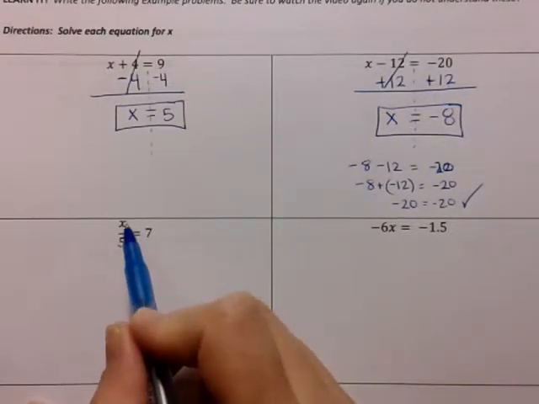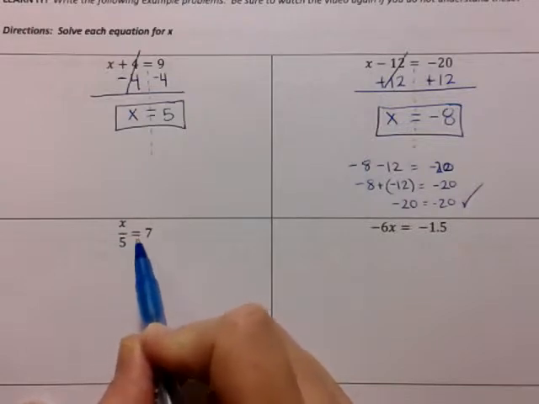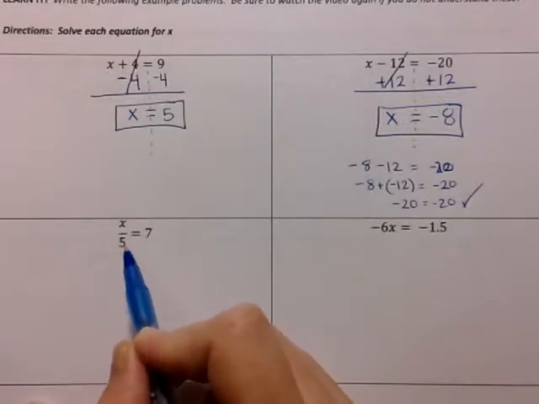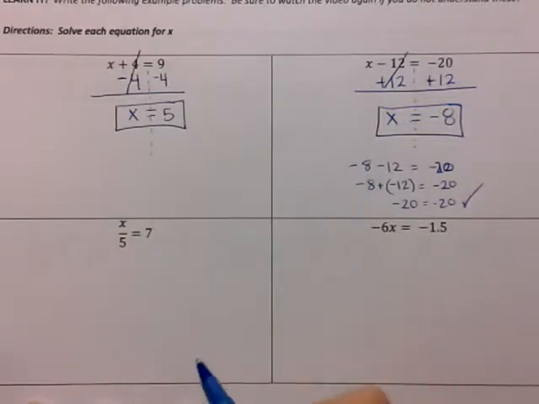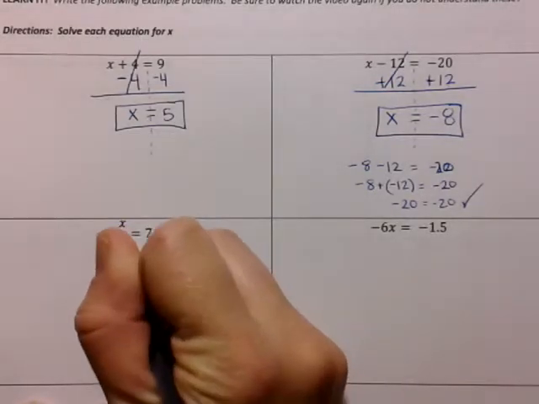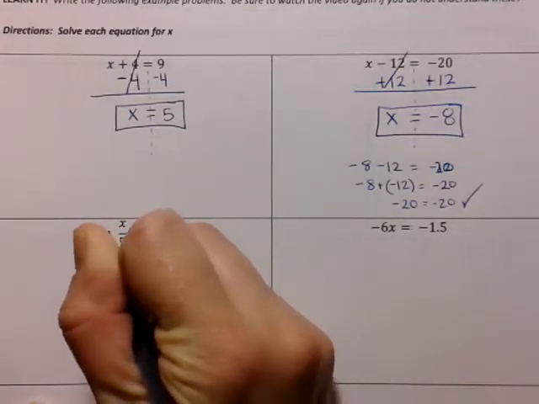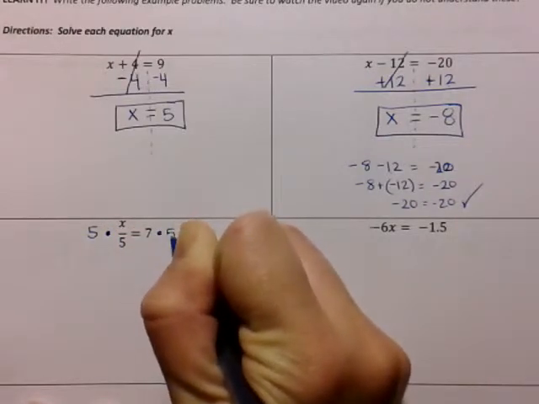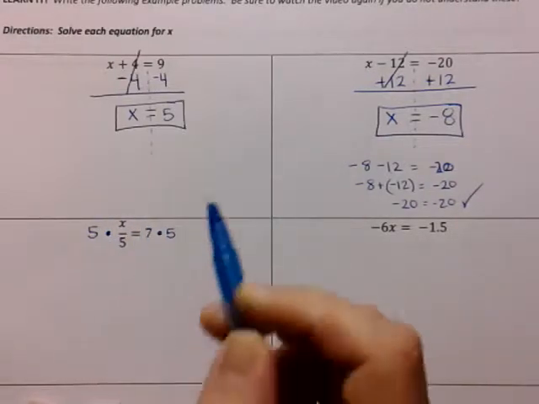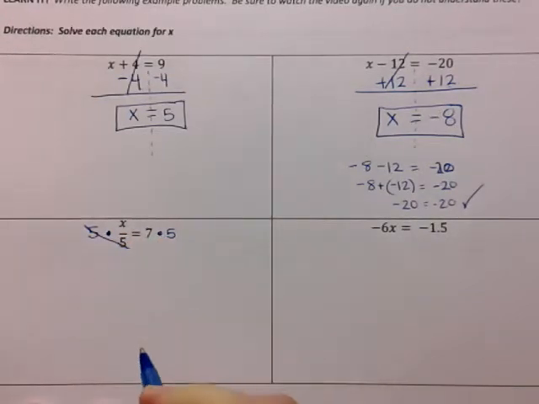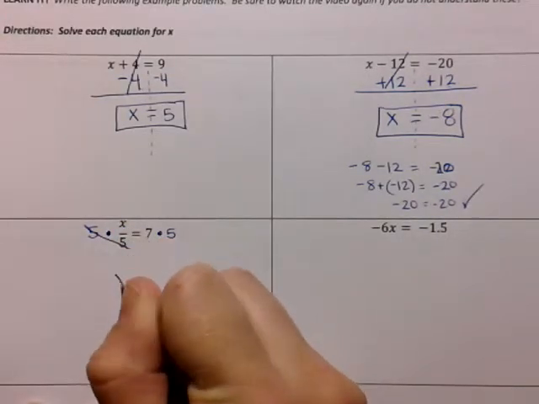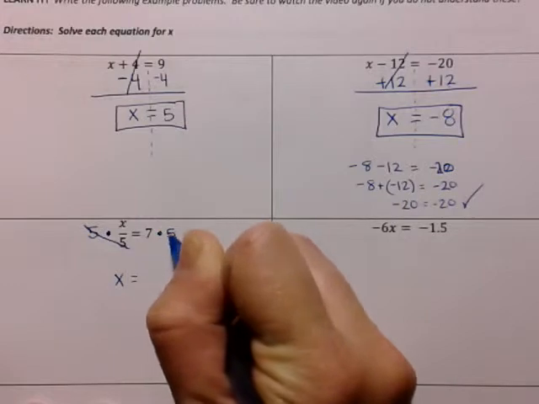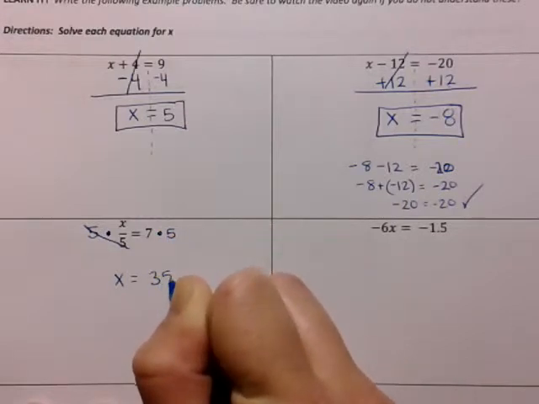And next one, we have x divided by 5 equals 7. In order to undo division, I need to do the inverse operation, which is multiplication. So I'm going to multiply both sides by 5. This little dot means multiplication. Multiply and divide, they cancel each other out. They're inverse operations. So we have x equals 7 times 5 is 35.